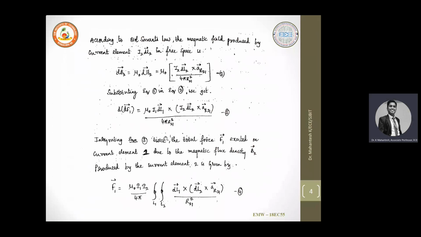Integrating equation 3 twice, we get the total force exerted on current element 1 due to the magnetic flux density B2 produced by current element 2. It is given by F1 = mu naught I1 I2 by 4 pi, line integral over L1 and line integral over L2 of dl1 cross (dl2 cross a_R21) divided by R21 square. R21 is given by R1 minus R2.